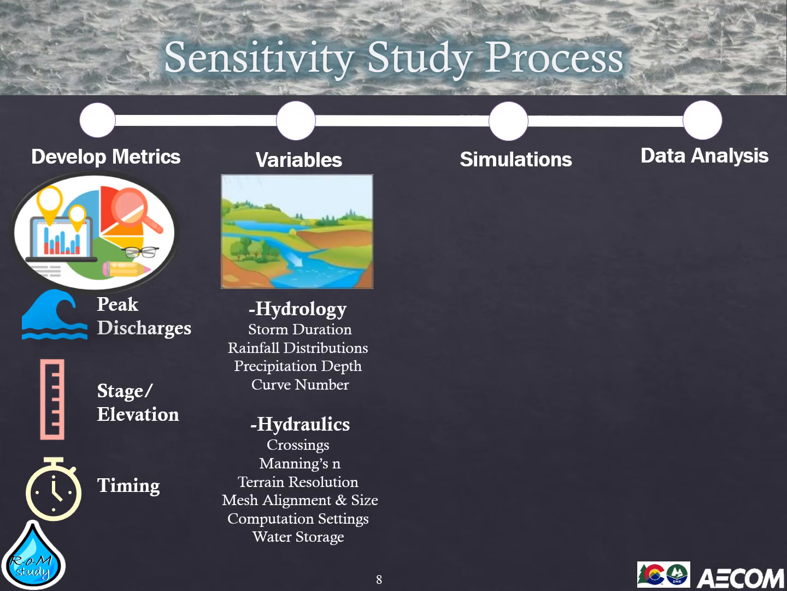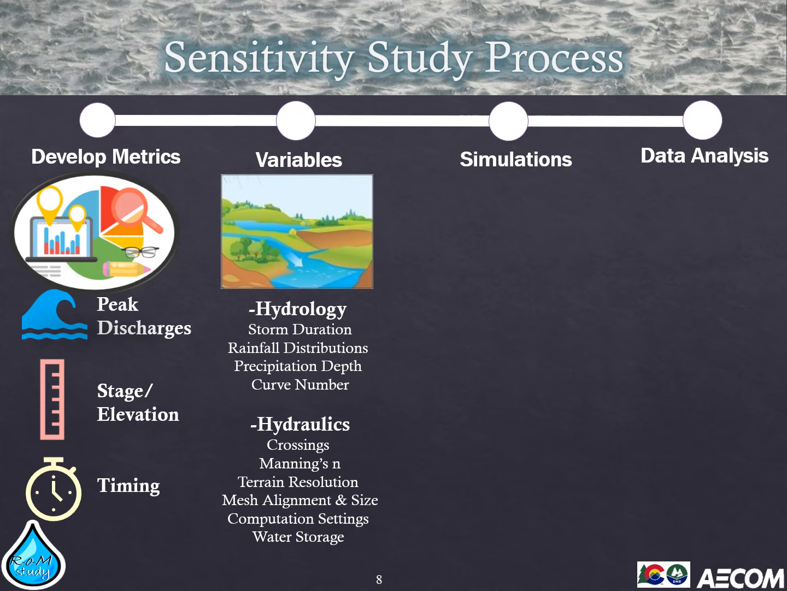In terms of the inputs into the model that actually varied, again, we did 2 different sets. We looked at hydrology and hydraulics. So hydrology is a study of applied water. It's how much precipitation is being applied to the model, where hydraulics is how that water then moves through or routes through the model. So for hydrology, we varied things such as the storm duration, its distribution, the depth that was applied, and the curve number used for loss calculations for runoff.